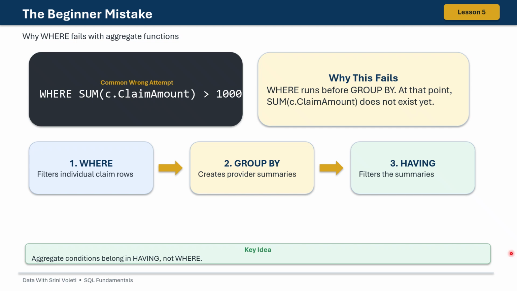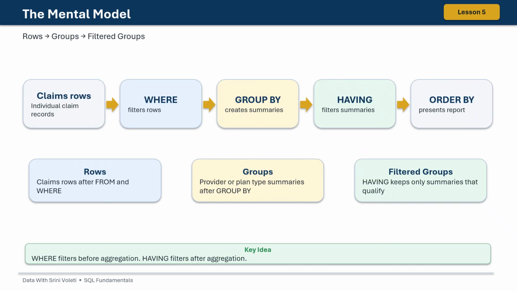Why? Because WHERE runs before GROUP BY. At the moment WHERE is evaluated, SQL has not yet calculated the sum. The provider totals do not exist yet. WHERE can filter individual claim rows, such as claims from 2025 or PPO claims. But WHERE cannot filter a provider's total claim amount because that total is created later by the GROUP BY clause and aggregate function. So the beginner mistake teaches us the reason HAVING exists. Aggregate conditions belong in HAVING, not in WHERE.